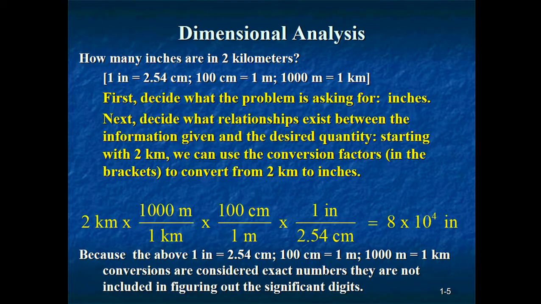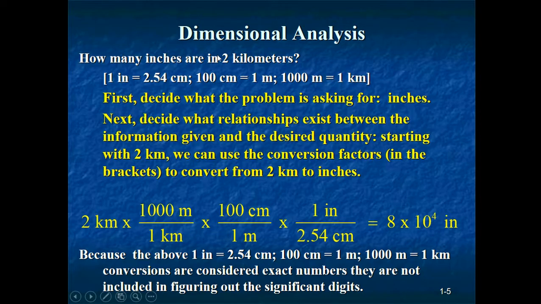So let's look at this last problem here. How many inches are in 2 kilometers? Well, first of all, we know if this is what I'm starting with, 2 kilometers, that my final answer is only going to have 1 significant figure. Okay, just to let you know. But anyway, here are our different conversions. An inch is 2.54 centimeters. 100 centimeters is a meter. 1,000 meters is a kilometer.